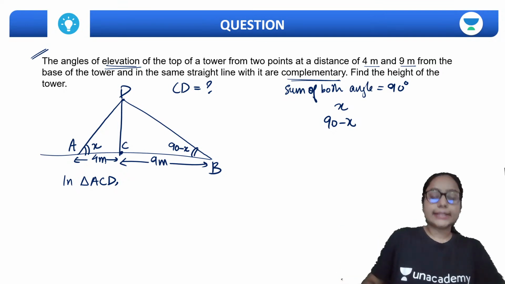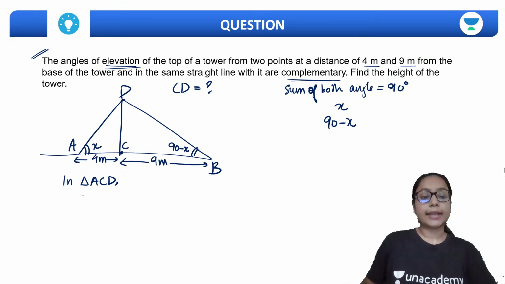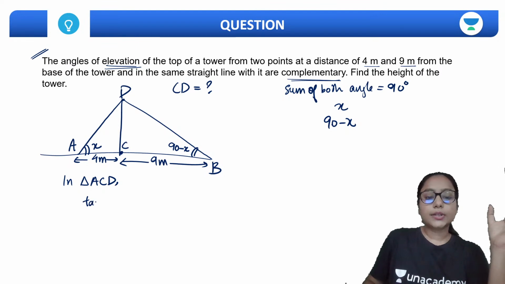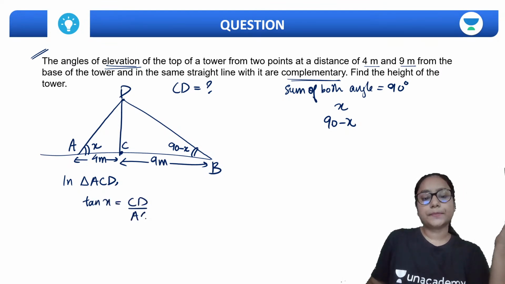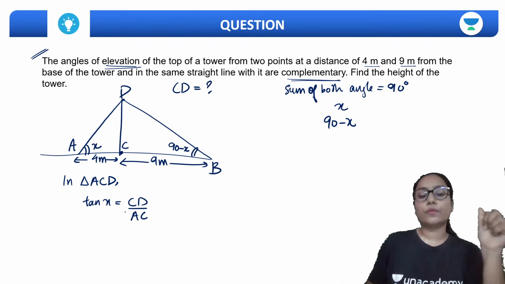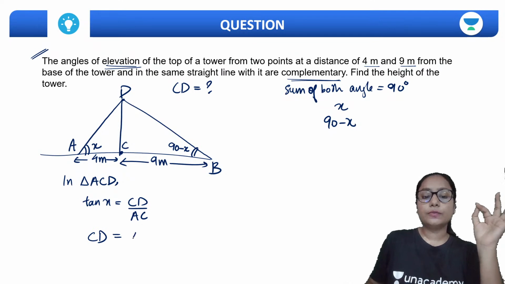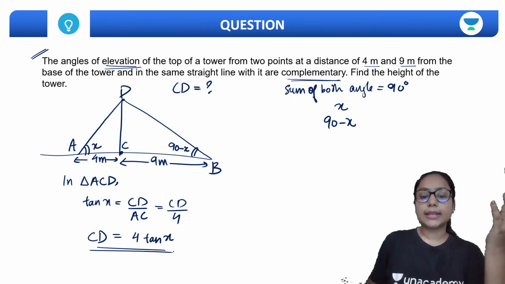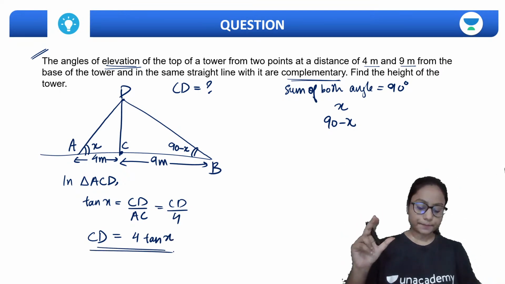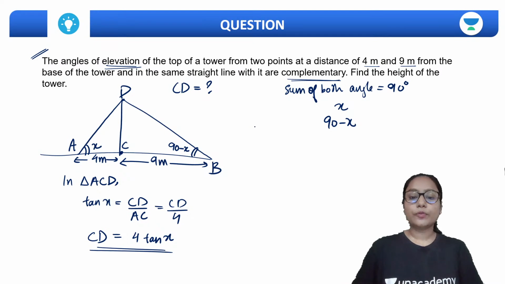So in triangle ACD, I am going to use tan. So tan x is equal to CD upon AC. What is AC? 4. So I can write CD is equal to 4 tan x. I don't know the value of tan x, but I can take it as 4 tan x. Correct. Let's move on.